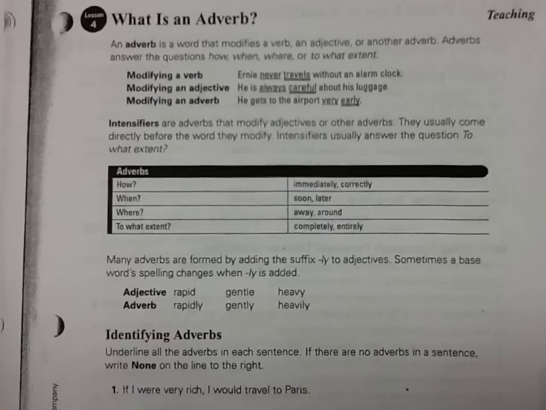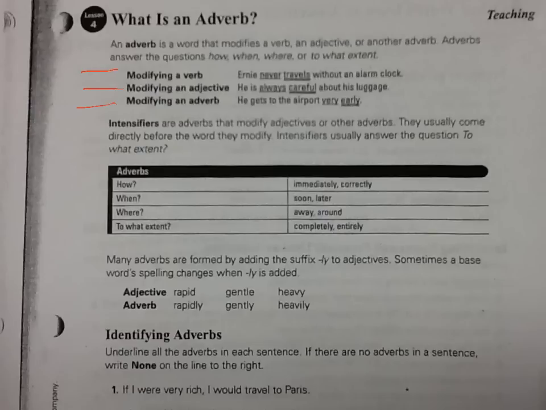So we're going to start talking about another part of speech now. We're moving from adjectives, which we've been working on so far, to adverbs. Adverbs are similar to adjectives because they modify other words in the sentence. What's different about adverbs is that they don't modify nouns. They can modify 3 different parts of speech. It can modify a verb, an adjective, or another adverb.